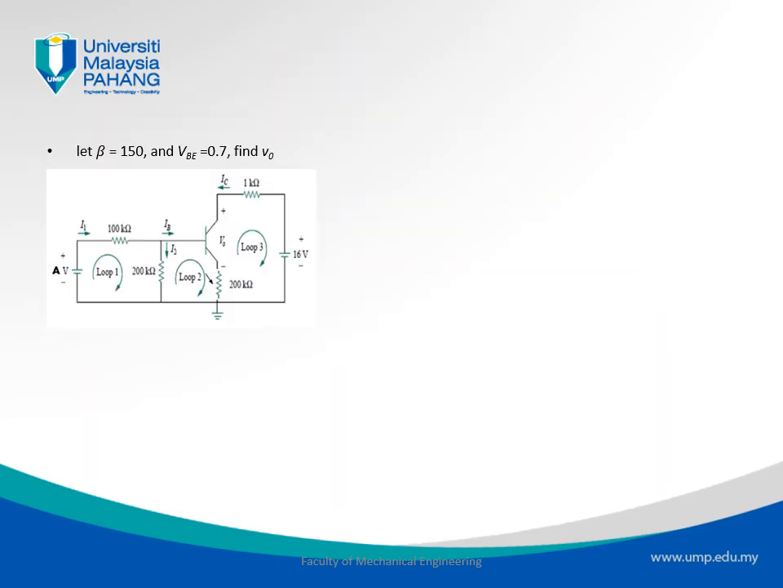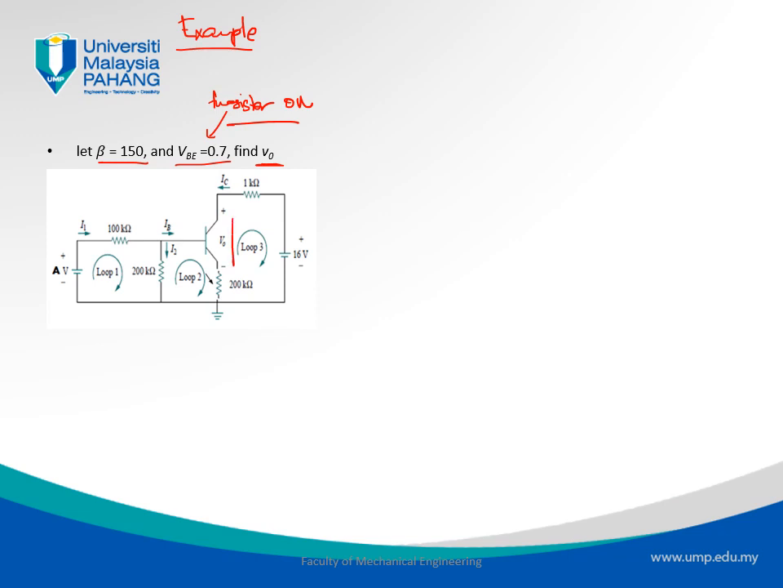So now here we have another example. It's example number 2. This might seem more complicated, but there's nothing complicated in here. It's the same thing. You are given a parameter of beta equals 150, VBE equals 0.7. So it assumes that the transistor is on, so you don't have to do the checking anymore. And it asks you to find V0.